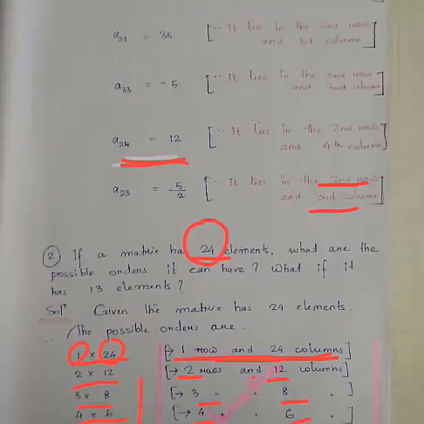So these are the possible ways we can arrange the 24 elements present in the matrix in the form of possible orders.